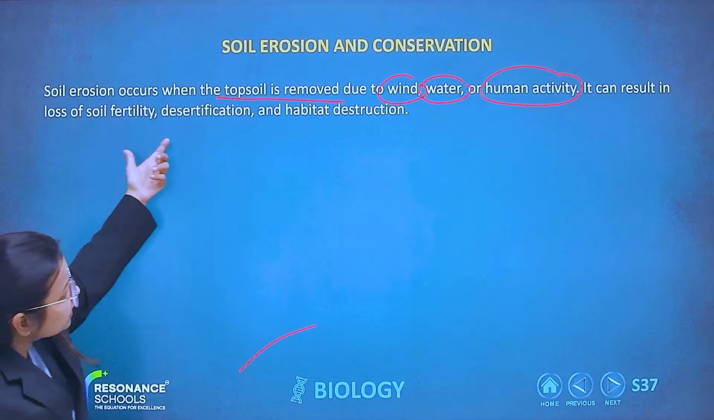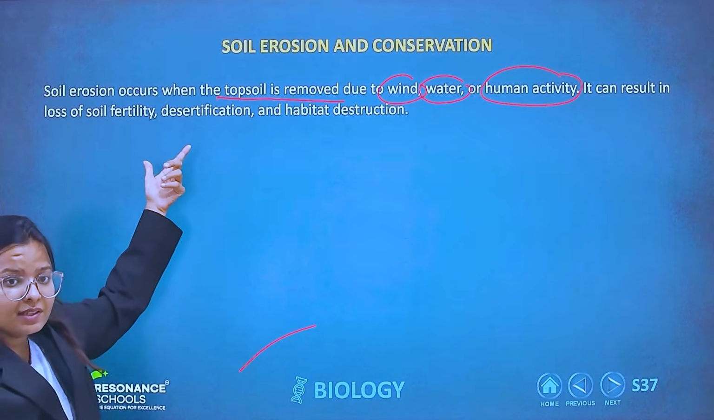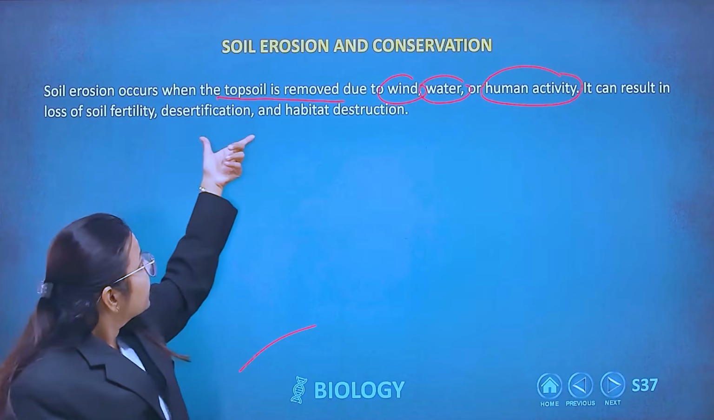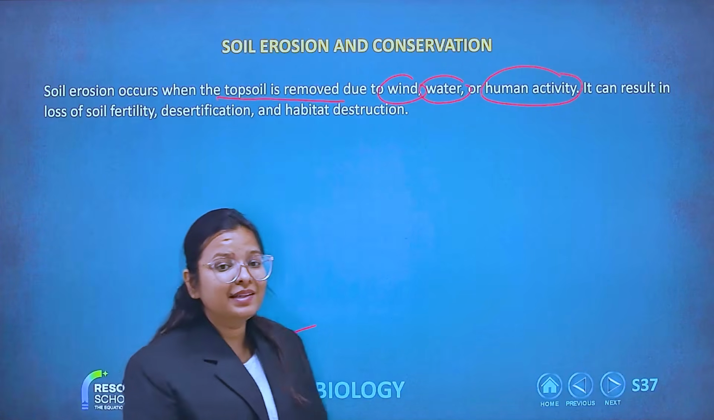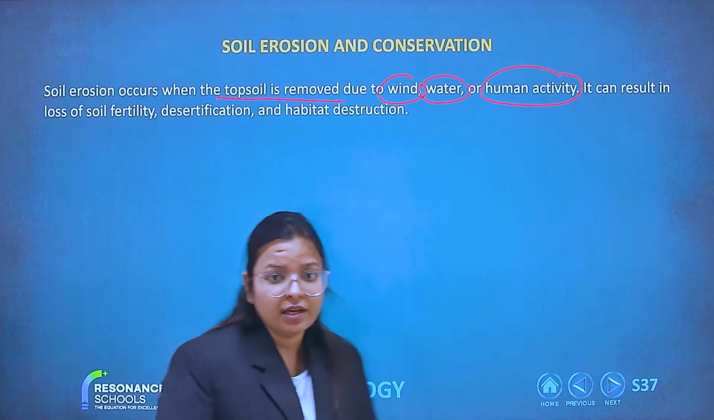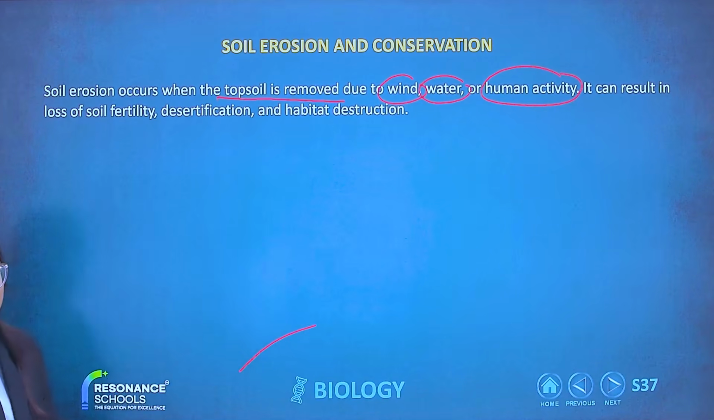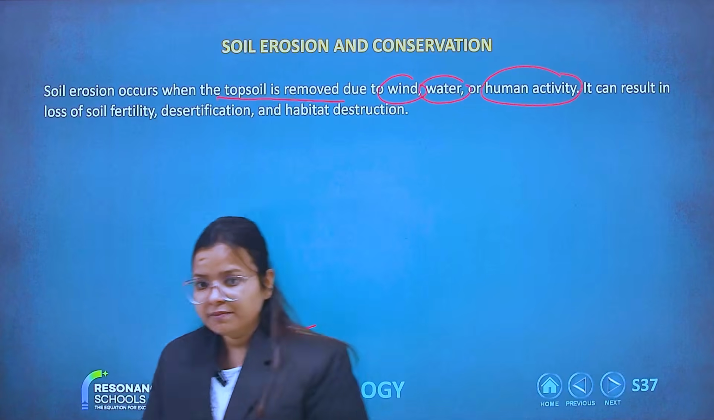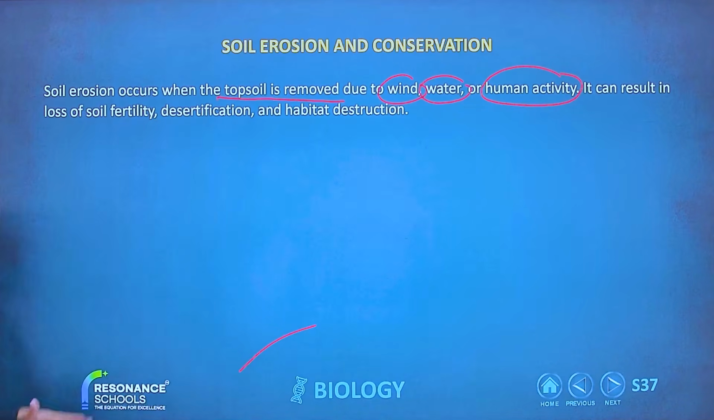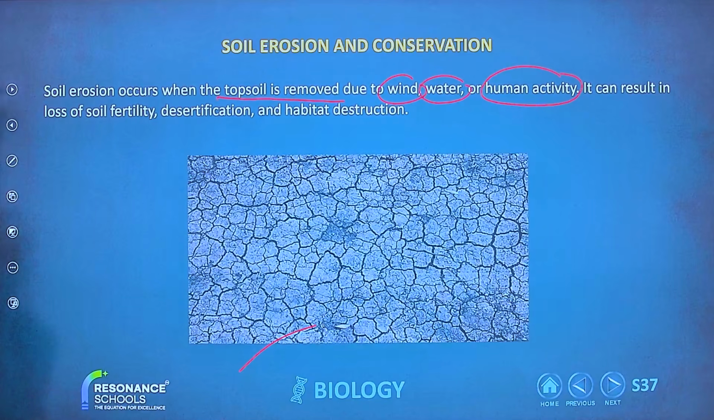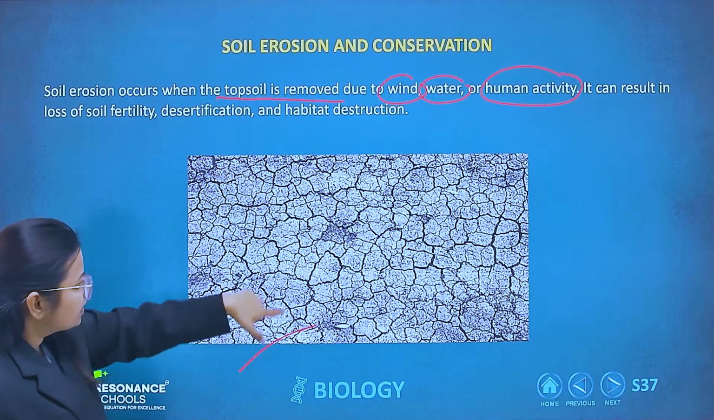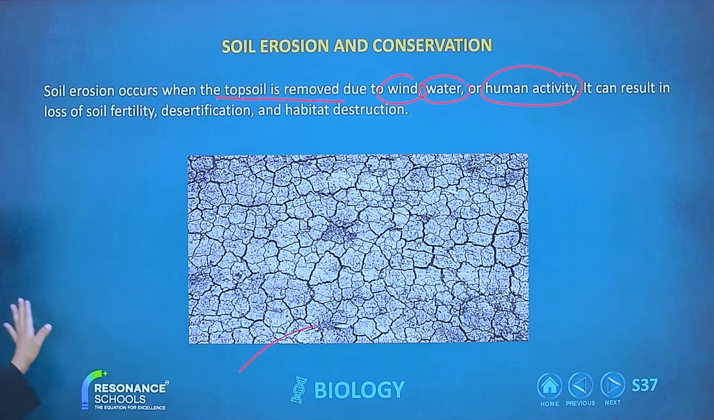Loss of soil can result in loss of soil fertility. Of course, if topsoil is removed, fertility is gone. Desertification, cutting trees and habitat destruction. Habitat destruction, because there are so many soil organisms there. They improve soil fertility. If topsoil is not there, microorganisms will also go away with the soil. So you can see these lines clearly, because the top layer is removed.